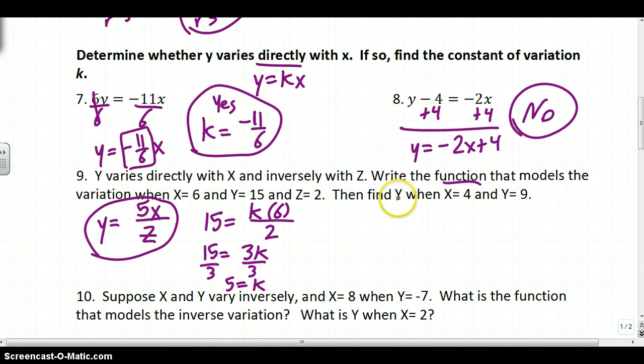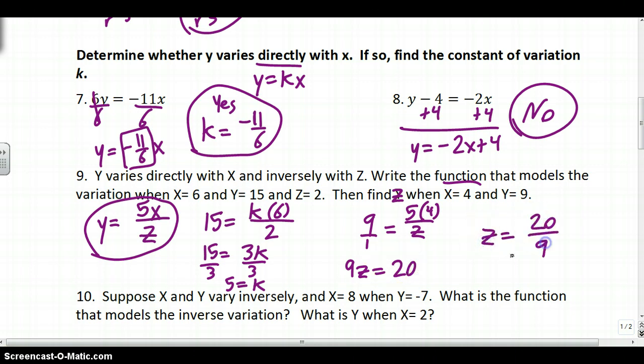Okay? Then they want us to find, this is supposed to say z, right? When x equals 4 and y equals 9. So I'm going to plug in 4 and 9 here. Y is 9 equals 5 times 4 over z. Now, how do I solve for z? Z's in the denominator. Well, that's okay. Put this over 1, and you guys know what to do with this. Cross multiply. Since there's an equal sign, you can do that. 9 times z is 9z. 1 times 5 times 4 is 20. Divide by 9, z equals 20 over 9. Not so bad.